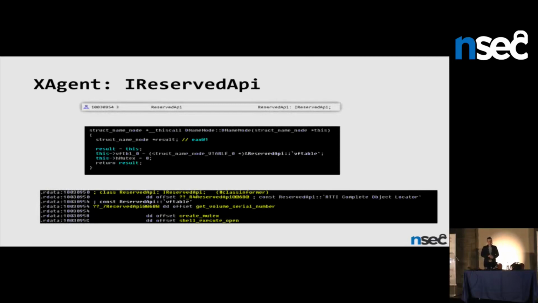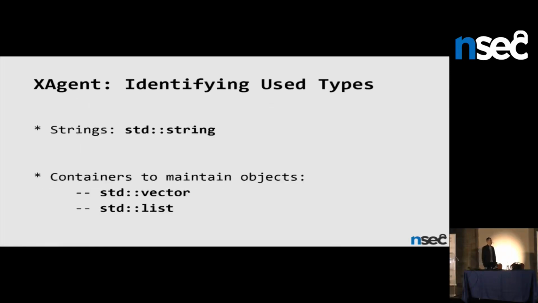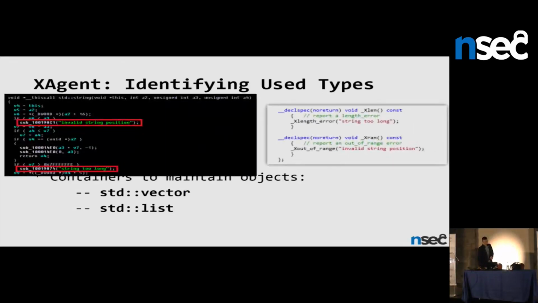And there are some other resource APIs. We have the APIs listed at the bottom of the slide: get volume serial number, create mutex, and shell execute. We also saw some types, mostly strings and containers, but in this case it was fairly easy to identify that these are standard template library classes. Over here, for instance, we can find the strings in the binary, and on the right-hand side we can see source code from the header files. So basically they are using strings and vectors from the standard library, which made the analysis significantly easier, because we know exactly what kinds of types are used, and there is no need to reverse them from scratch.